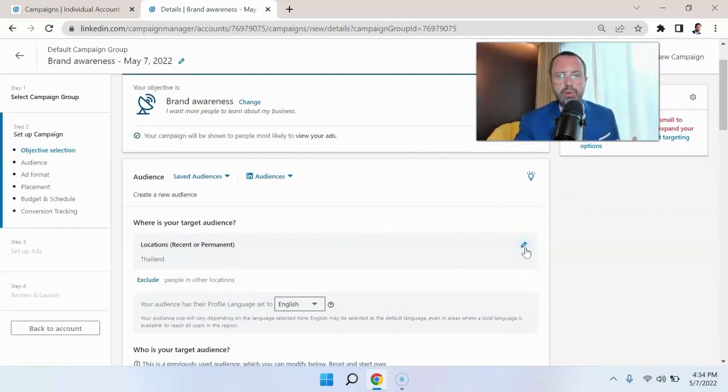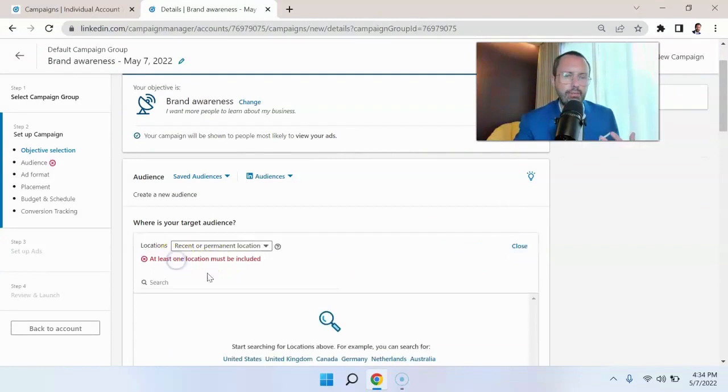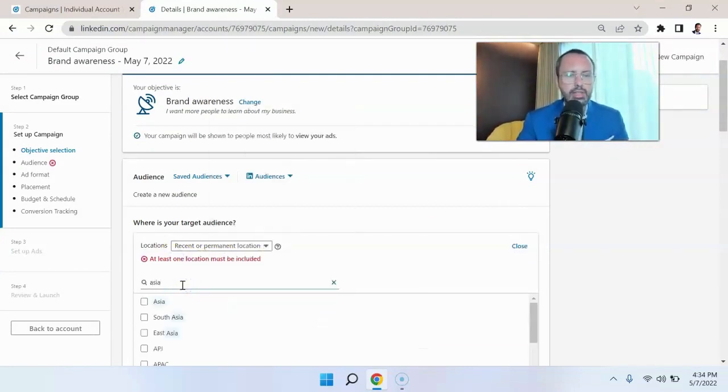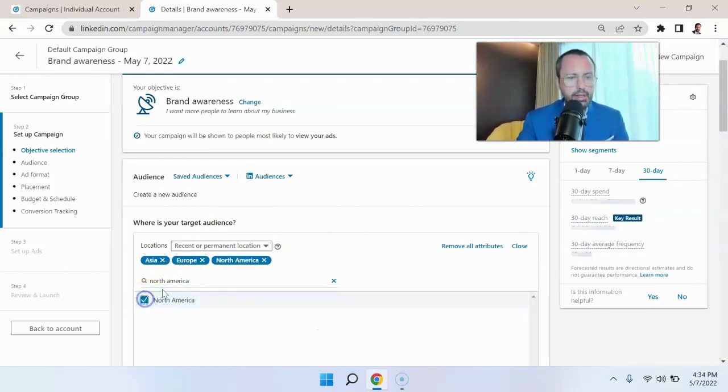So another consideration when you're trying to scale is not limiting the geography. So mine was limited here to Thailand. What I'm actually interested in is hitting every single continent. So let's put in Asia. Let's put in Europe. Let's put in North America. We're going to put in South America. Oceania. And we're going to put in Africa.